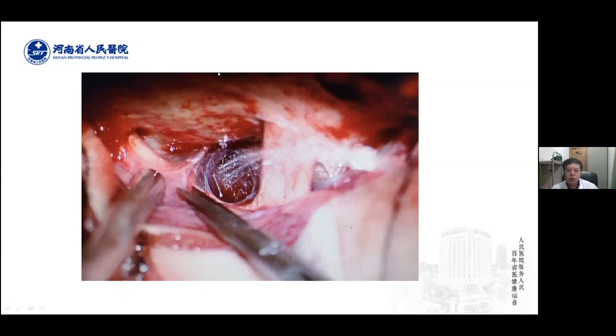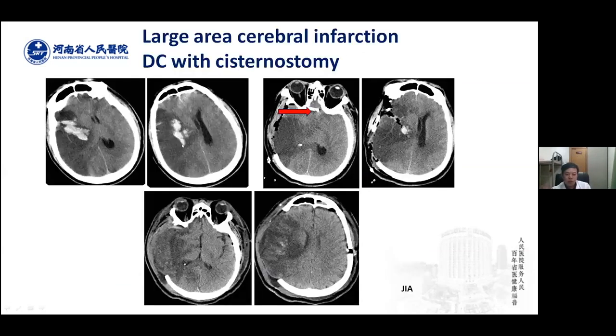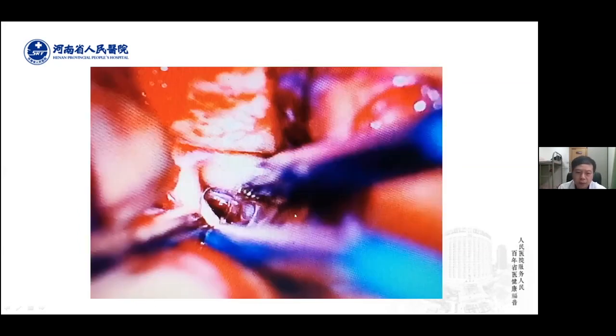This other patient had a large cerebral infarction with hemorrhage. This patient had to have a DC to be saved. If not, the outcome for the patient would not be good. So we used the DC with cisternostomy. This other picture is not clear because it is from a screen, but after that we have a short video here.